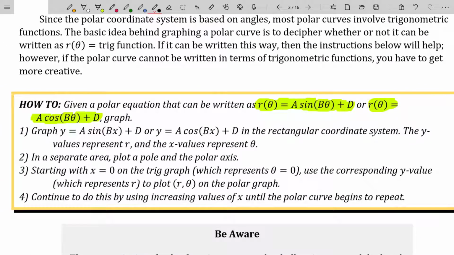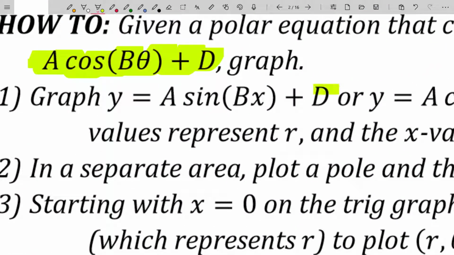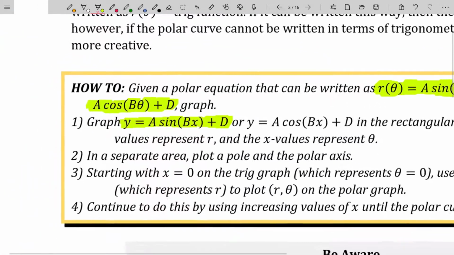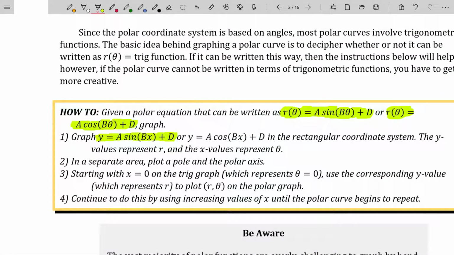So what if you were given a polar curve that equaled a sine of b theta plus d, or a times the cosine of b theta plus d? How would you graph that? The first thing I highly recommend doing is graphing its Cartesian coordinate counterpart. So if you were handed r equals a sine of b theta plus d, graph in the Cartesian coordinate system y equals a sine of bx plus d. You know how to do that? We've been graphing trig functions for quite some time, so that should not be any difficulty for you at this point. And just note the y values there represent r.